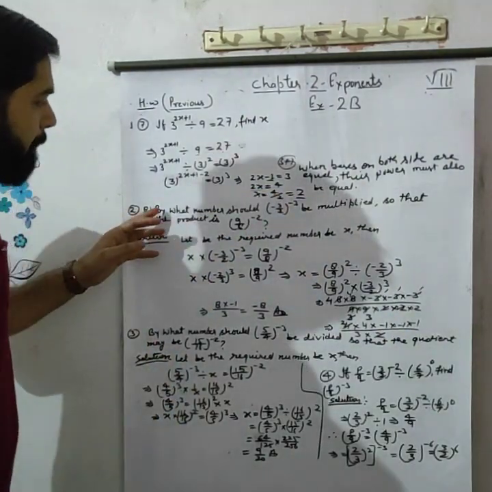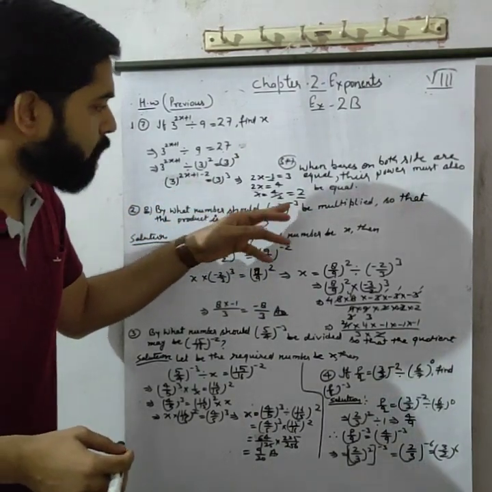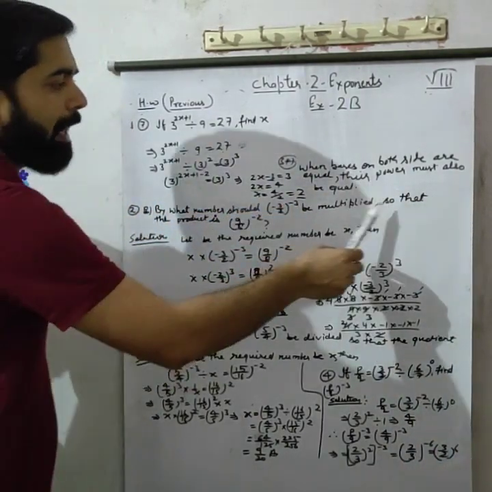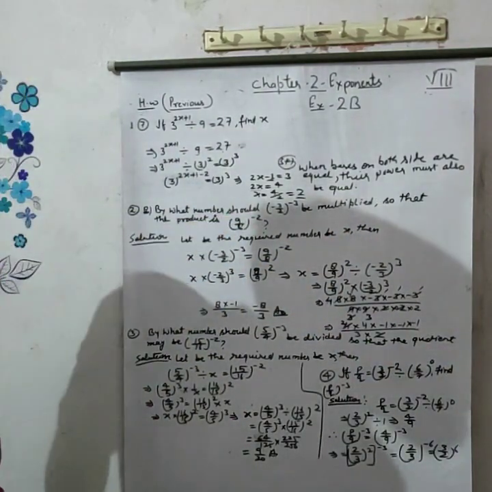Now the second question: by what number should minus 3 upon 2 raised to power minus 3 be multiplied so that the product is 9 upon 8 raised to power minus 2.